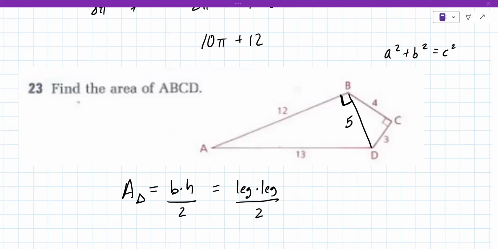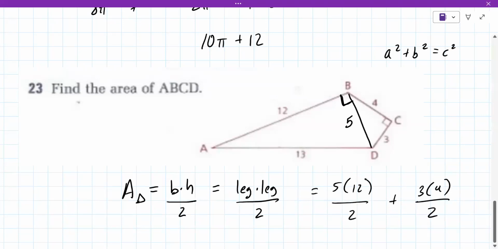Is it 88 units squared? Probably, that sounds reasonable. Well, maybe you didn't. You have to find it for both. So it's 5 times 12 divided by 2 plus 3 times 4 divided by 2. And I'm hearing maybe you didn't divide by 2.